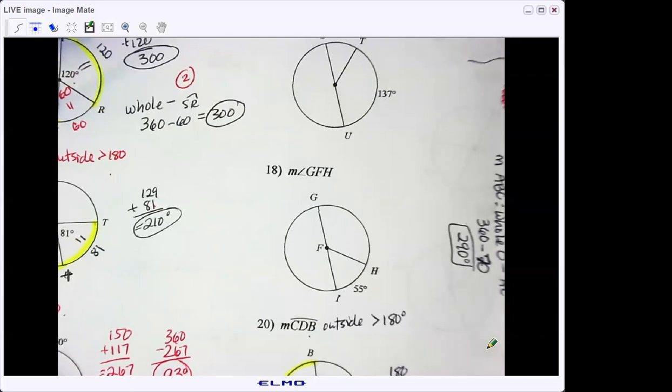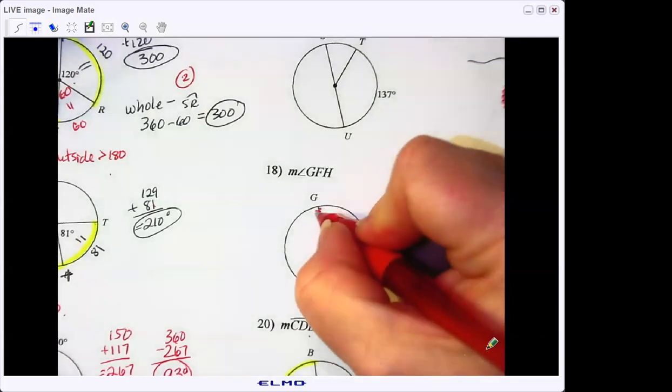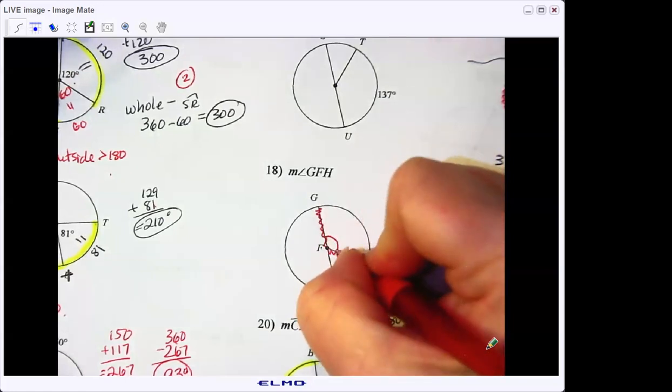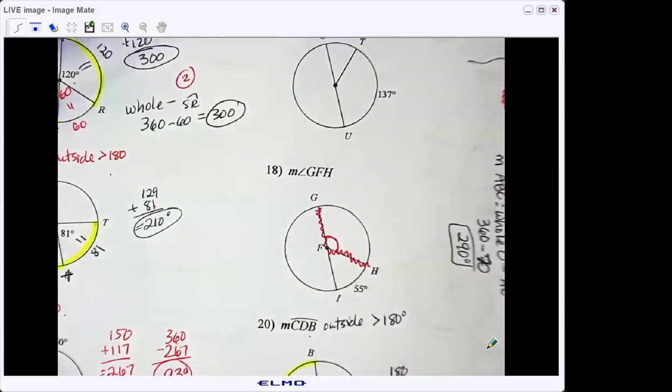Okay, number 18. We want angle GFH. So let's look at where is GFH? G to F to H. We want this angle in there. Go ahead and put your answer in the chat box. This is mental math, guys. This is not supposed to be real hard. Convert things to angles and find that missing angle.